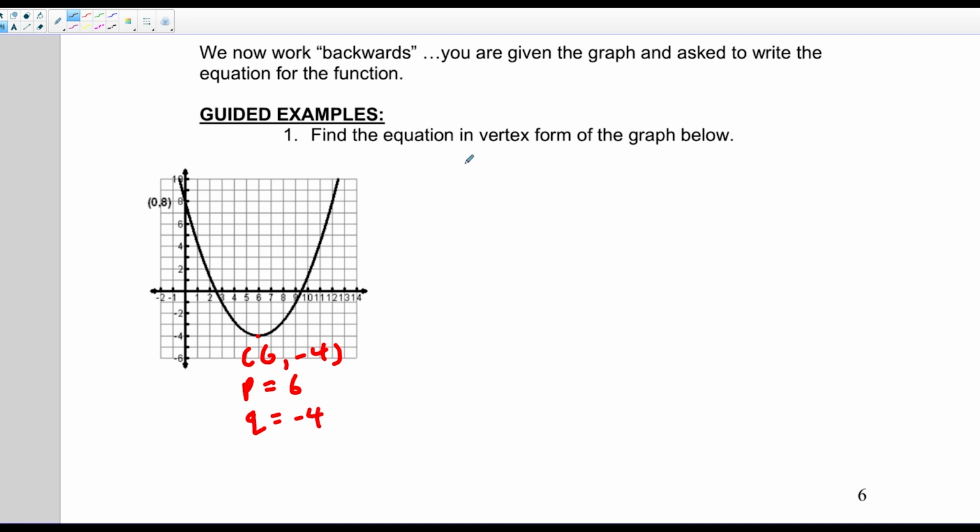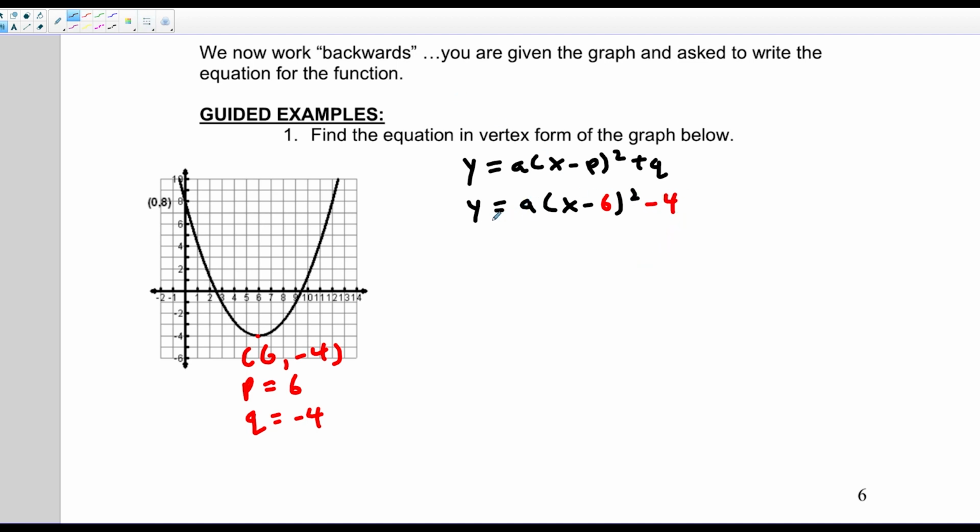From there, we're going to start off with our vertex form equation, y equals a times (x minus p) squared plus q. And we're going to substitute in our values of p and q. So we've got x minus a positive 6, squared, and then we have -4. So that's where those 2 values come from.